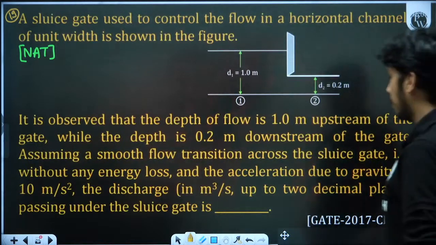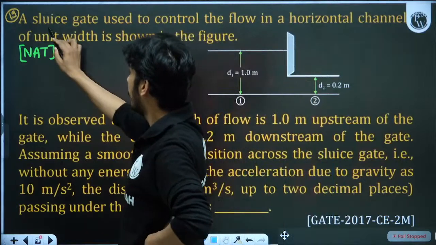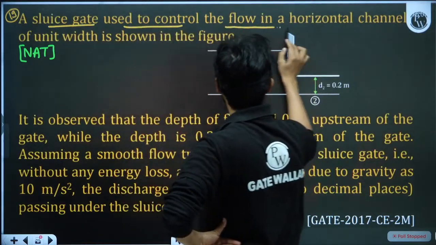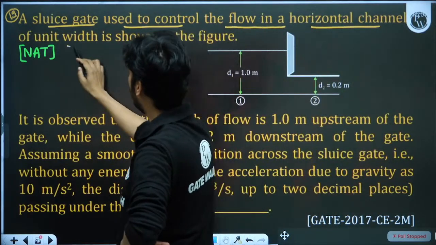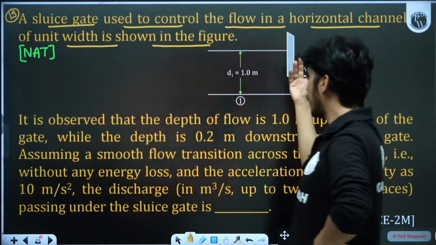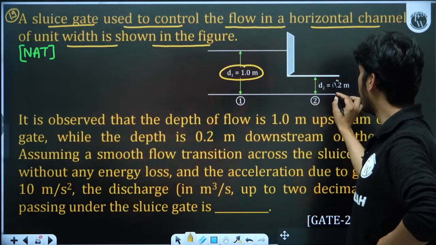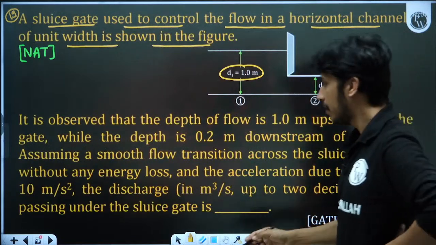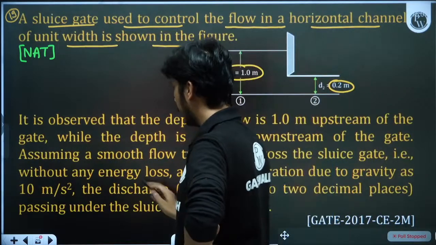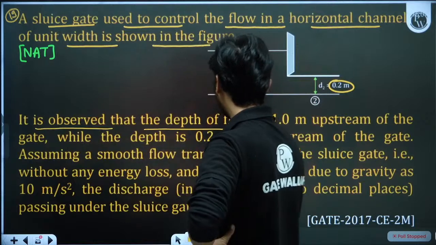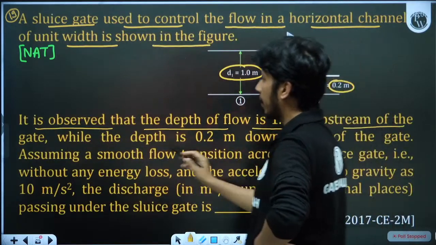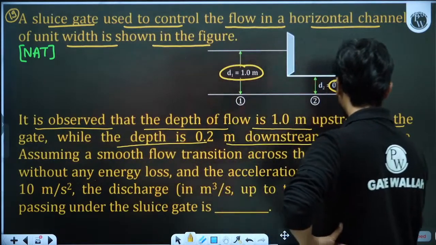Okay, let's solve this. We have taken a lot of time for this. A sluice gate used to control the flow of the horizontal channel of unit width is shown in the figure. Width is unit, 1 meter depth here, and now 0.2 meter depth is here. But where is the hydraulic jump? Let's see. It is written ahead. It is observed that depth of the flow is 1 meter upstream of the gate and 0.2 meter downstream of the gate.